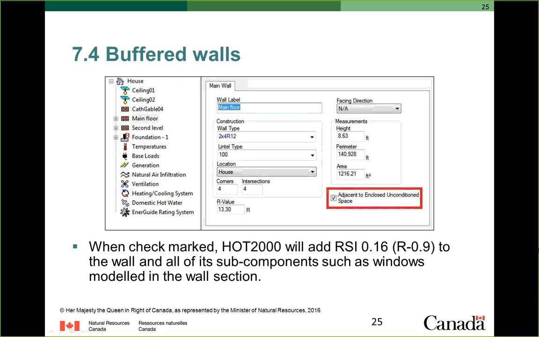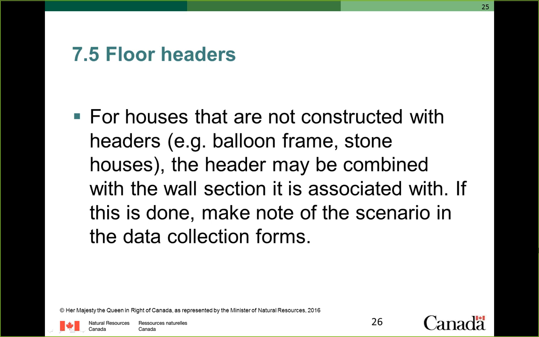Subcomponent boxes are automatically checkmarked. The requirement to model buffered components now applies to all houses, new and existing. For houses that are not constructed with headers, such as with loom framing or stone houses, the header may be combined with the wall section it is associated with. If this is done, make note of the scenario in the data collection forms.